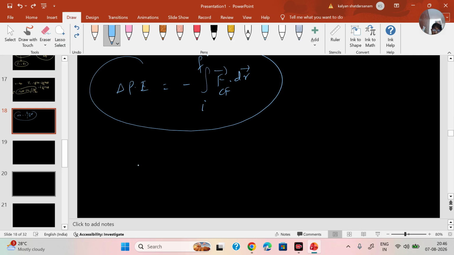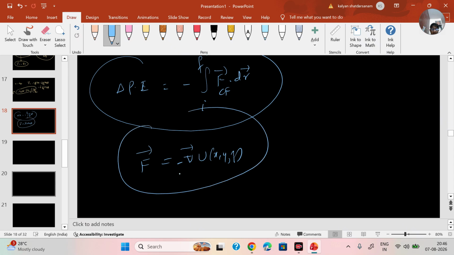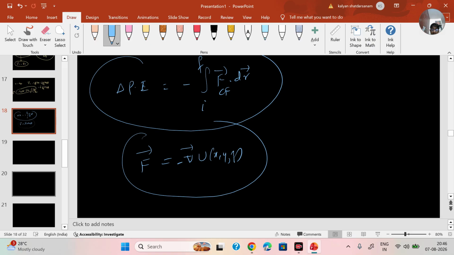The reverse operation: given a potential energy function, how do you get force? By doing the del operator and putting a minus sign, you get force. So both the conversions are very important. You should know both the conversions. Given conservative force, you should know how to calculate change in potential energy. Given potential energy function, you should know how to calculate the conservative force. Both are very important. Okay, so I hope till here it is clear.